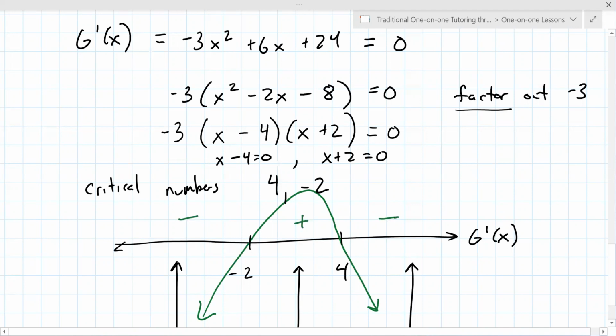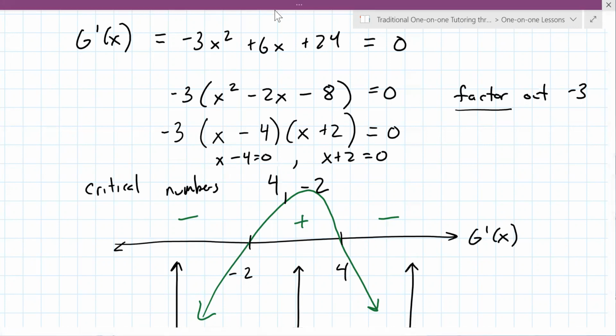Either way, I always graph it just to make sure. This will save you time if you trust it. If you practice a few times, you'll see that this always works. I would tell you if it didn't, but it always works.